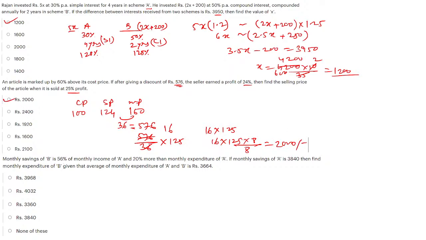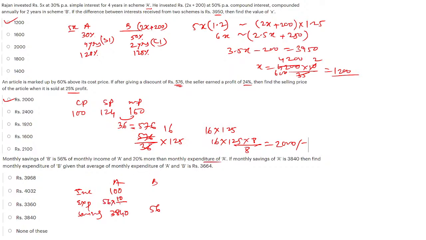Monthly saving of B is 56% of income A and 20% of the monthly expenditure of B. Okay, so this is A and B. So here is income, here is expenditure, and here it's saving, right? So income of A is 100 and monthly saving of B is 56%. So this is the saving, right? And if the monthly saving of A is 3840, this is 3840, right? And monthly saving of B is 20% more than the monthly expenditure of A.